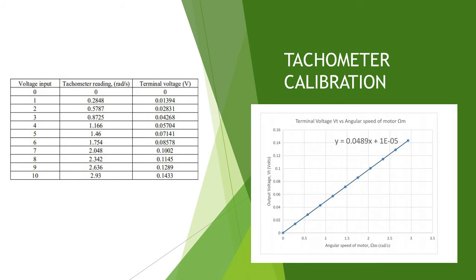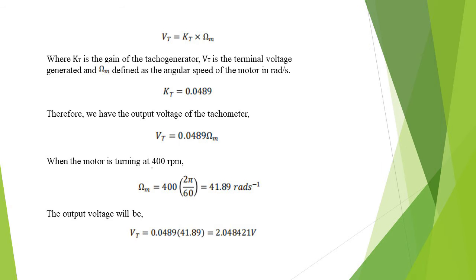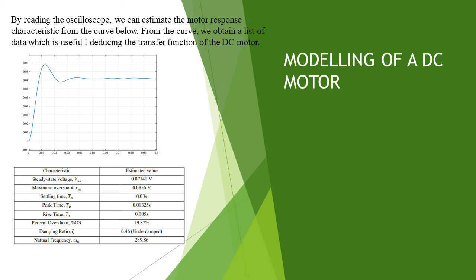For the tachometer calibration, we can plot a graph using this data, and we can find the slope of the line, which is equal to our KT of 0.0489. We will substitute this value into our equation to get the output voltage of 2.048421 volts. So we use the model as above, P6L1, to illustrate the system with the aid of the program Simulink.